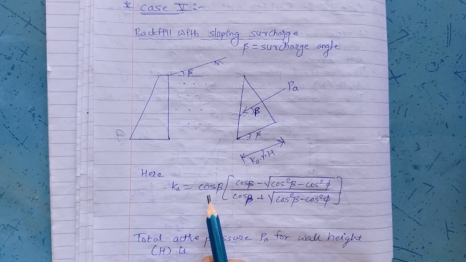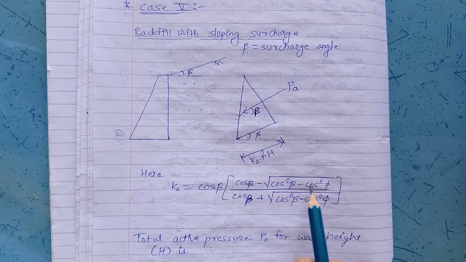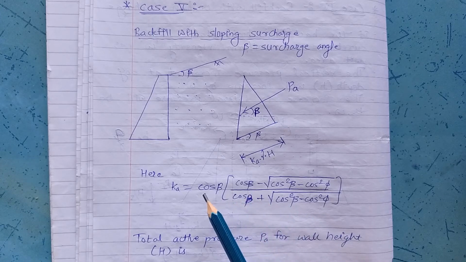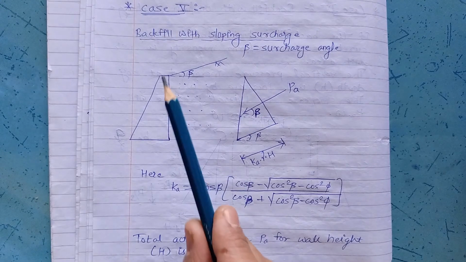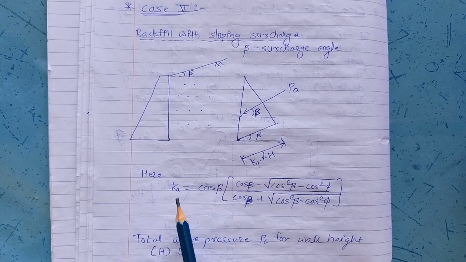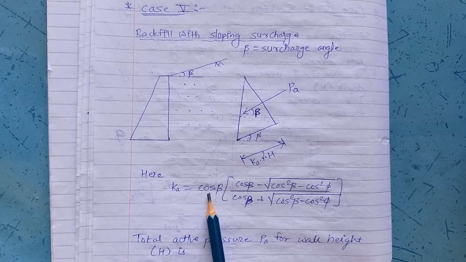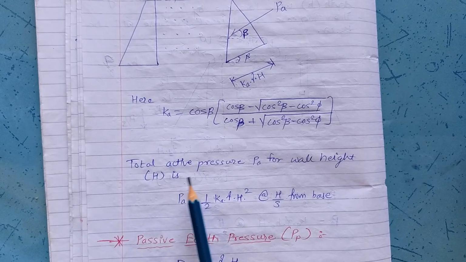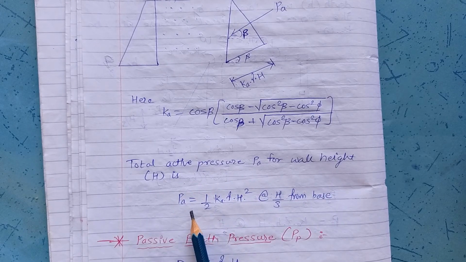here can be calculated by the equation Ka equals cos beta into bracket cos beta minus under root cos square beta minus cos square phi, divided by cos beta plus under root cos square beta minus cos square phi. With this equation, we are supposed to determine the active earth pressure coefficient Ka when the backfill is provided with sloping surcharge.